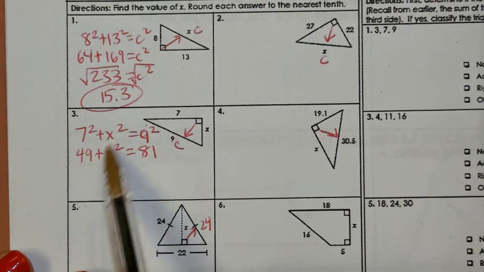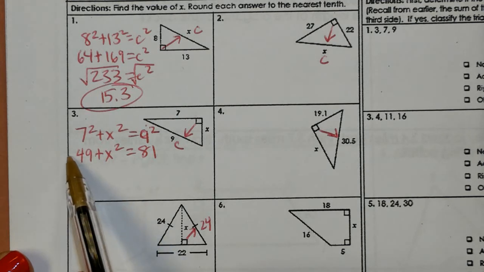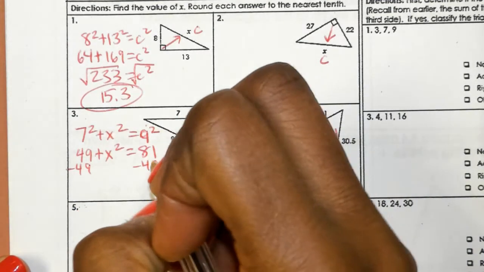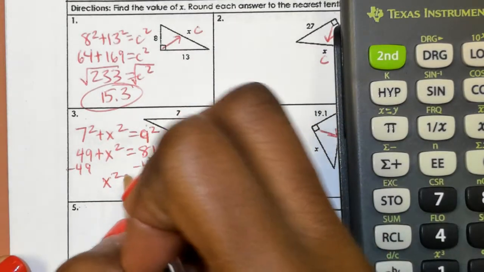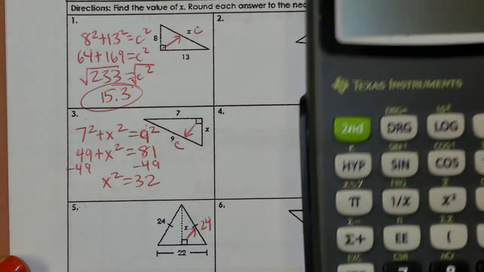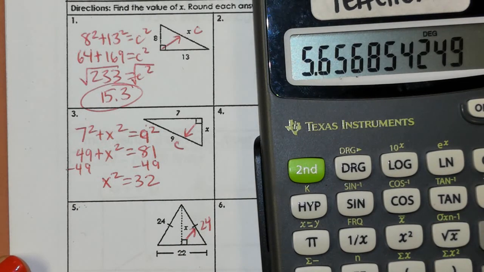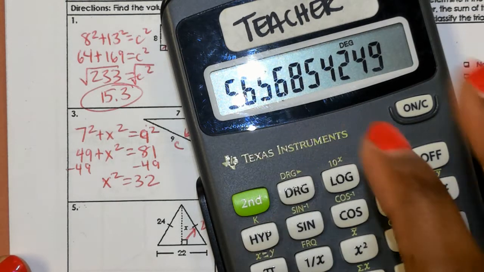Now to get x squared by itself, I need to get rid of this 49. It's on the same side with x. It's currently added, so we would subtract 49 from both sides. So x squared is equal to 32 when you do the math out. And taking the square root of that, you get 5 point, again this is a 5 or higher, so this rounds to a 7.